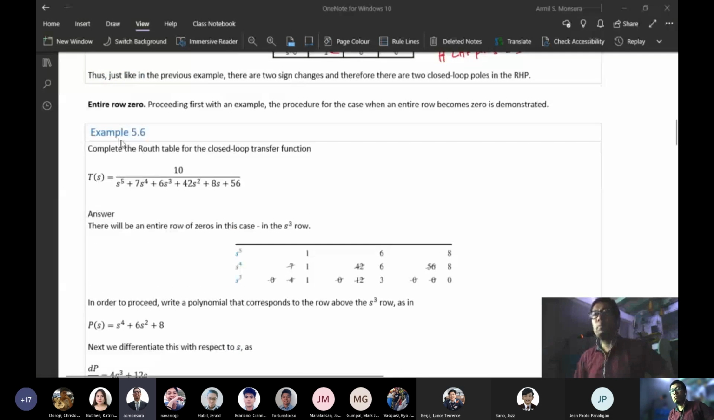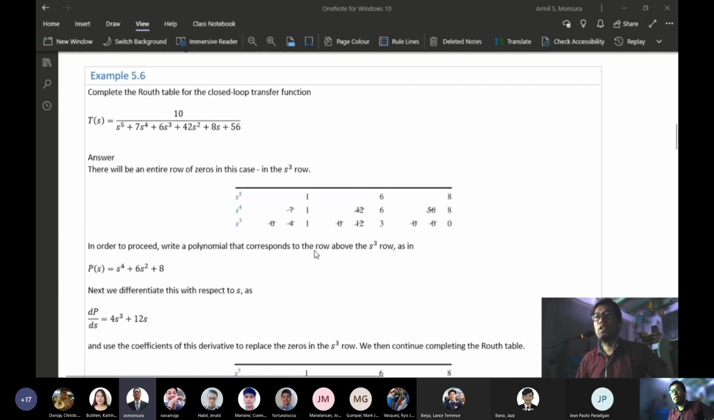Okay, so let's complete the route table for the following closed-loop transfer function. Okay, so in this case, we will have 10 over s to the 5 plus 7s to the 4 plus 6s cubed plus 42s squared plus 8s plus 56. Okay, so initially you would have 1, 7, 6, 42, 8 at saka 56. Okay. So, yung 7, 42 at saka 56, pwedeng i-divide yan ng 7 para maging 1, 6 at saka 8 siya.